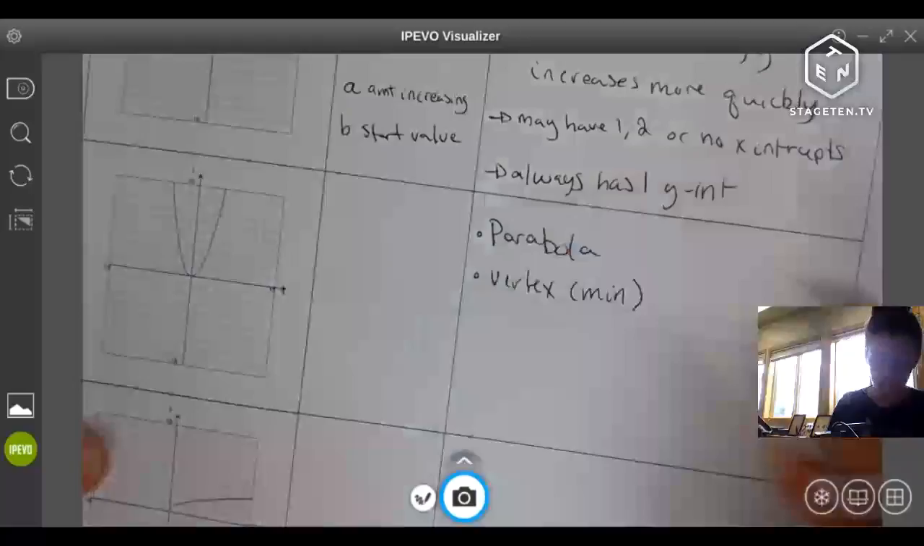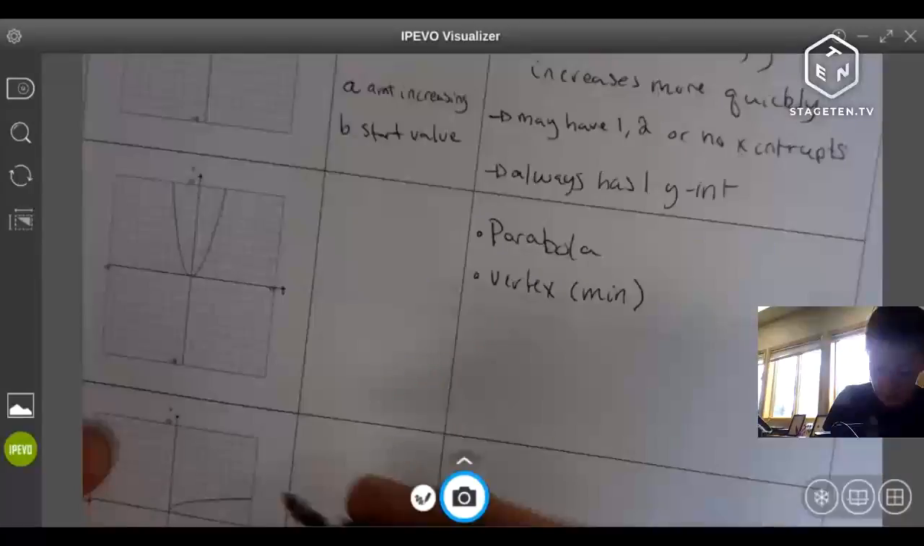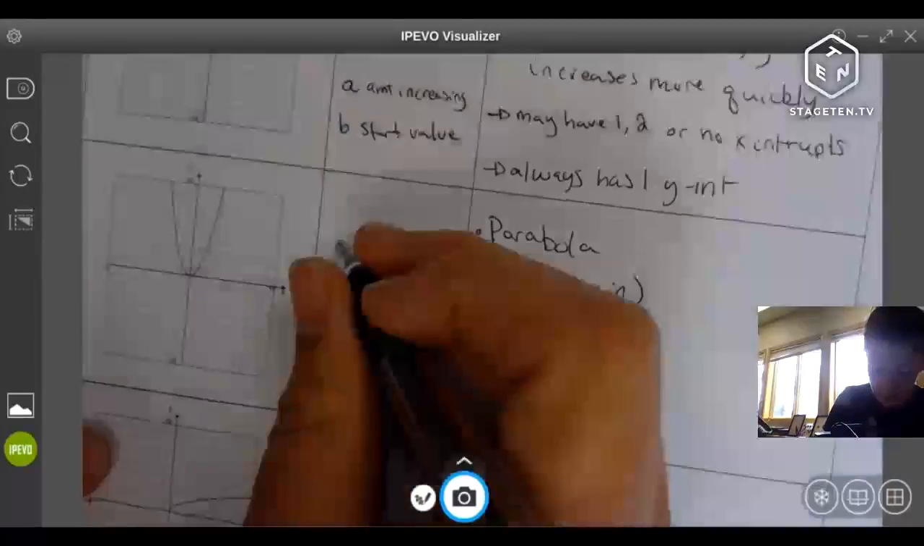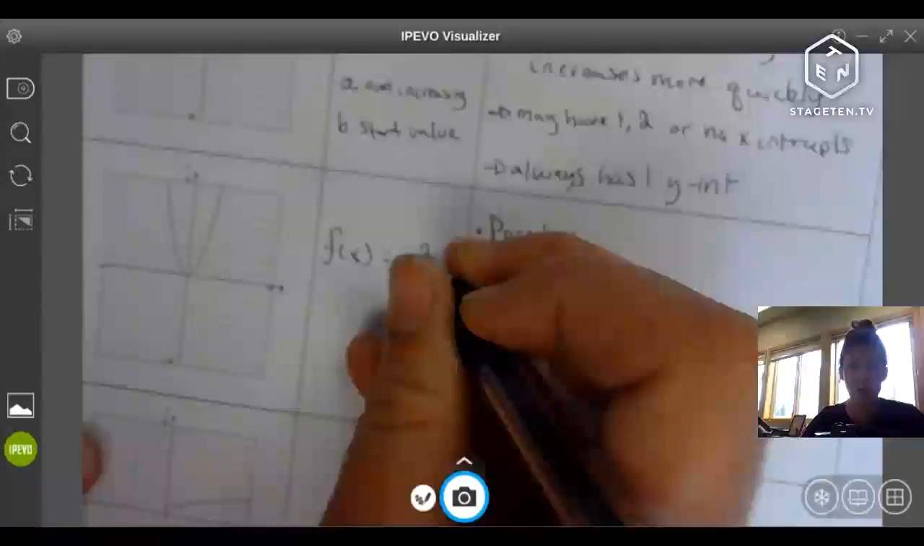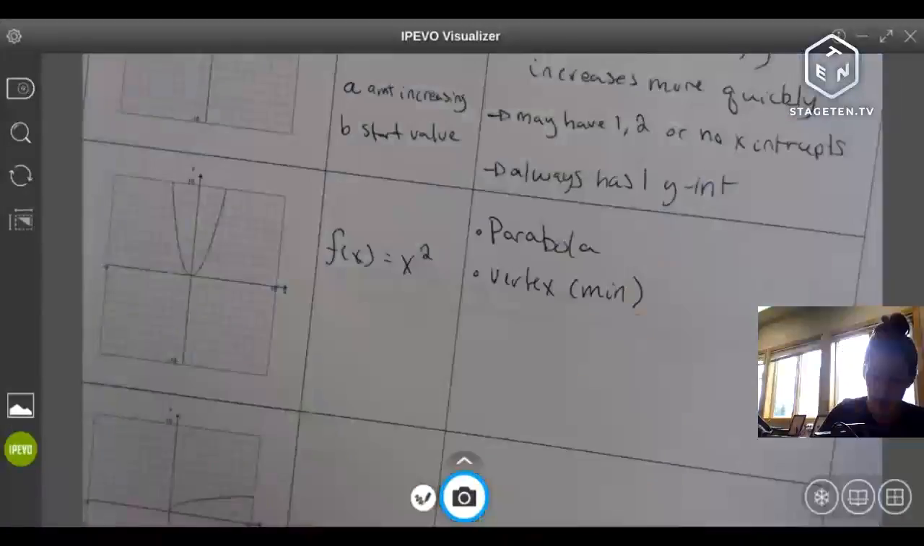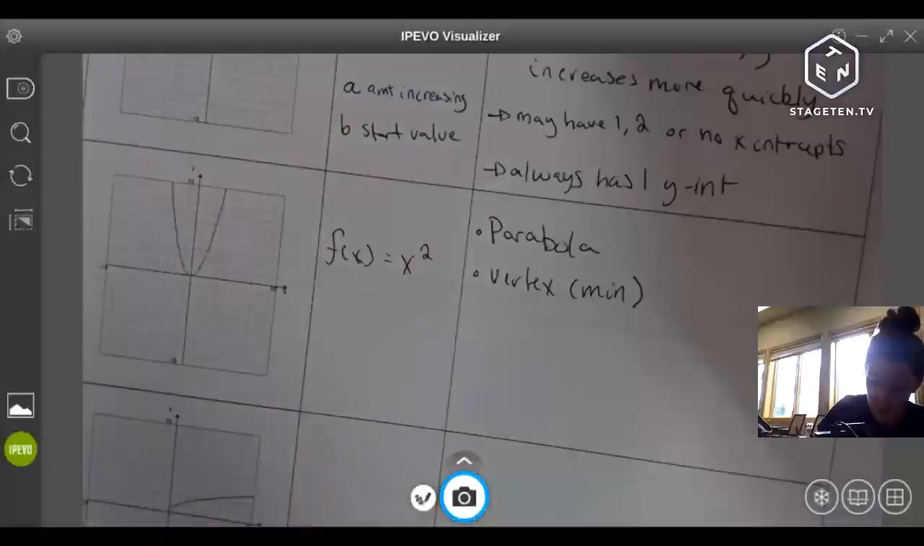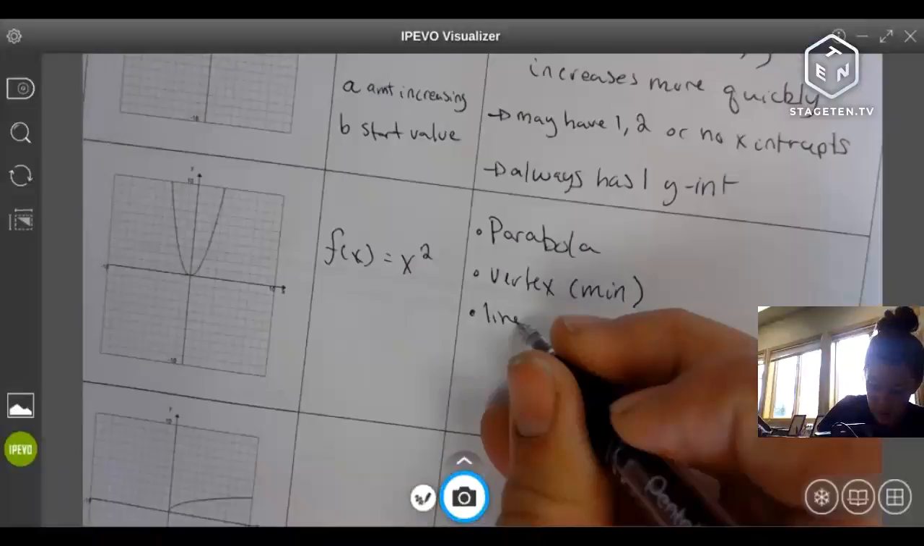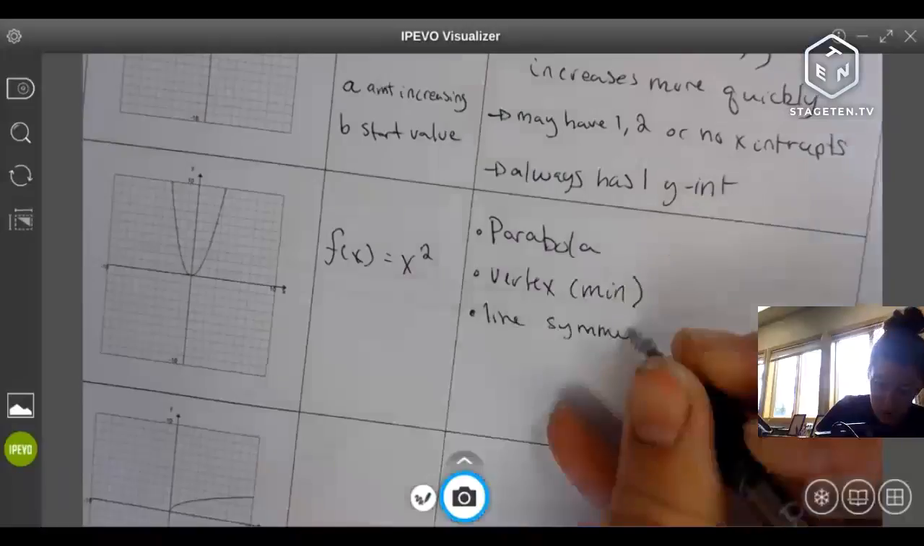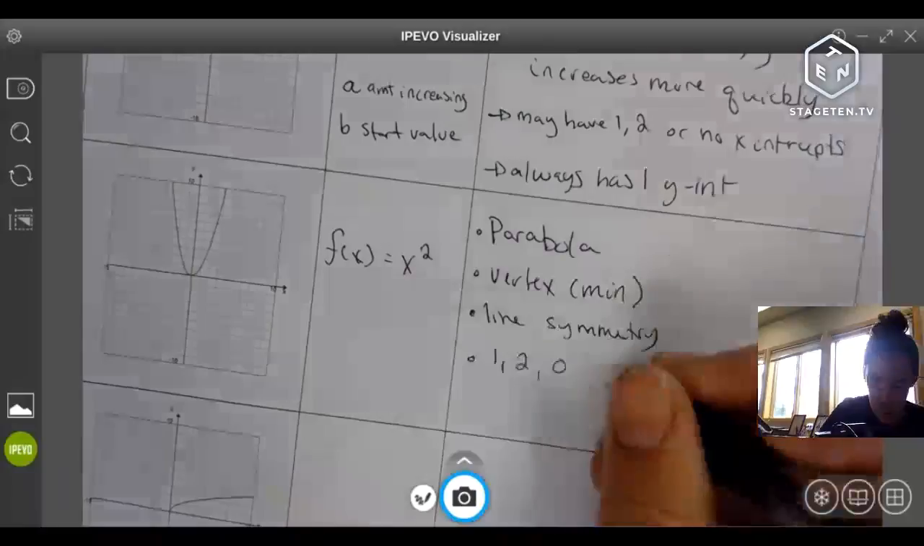This one has a vertex and minimum. It's the lowest point. It would have a maximum if it was facing away. Function here: f of x equals x squared. It has a line of symmetry.